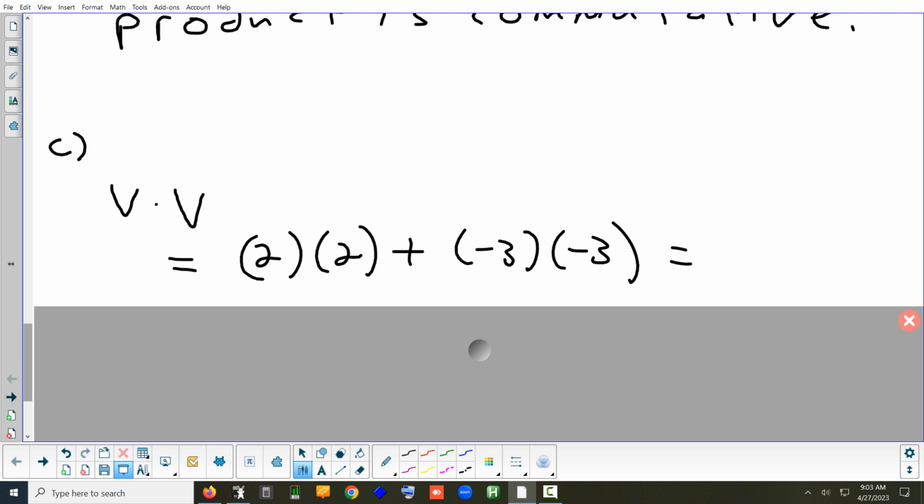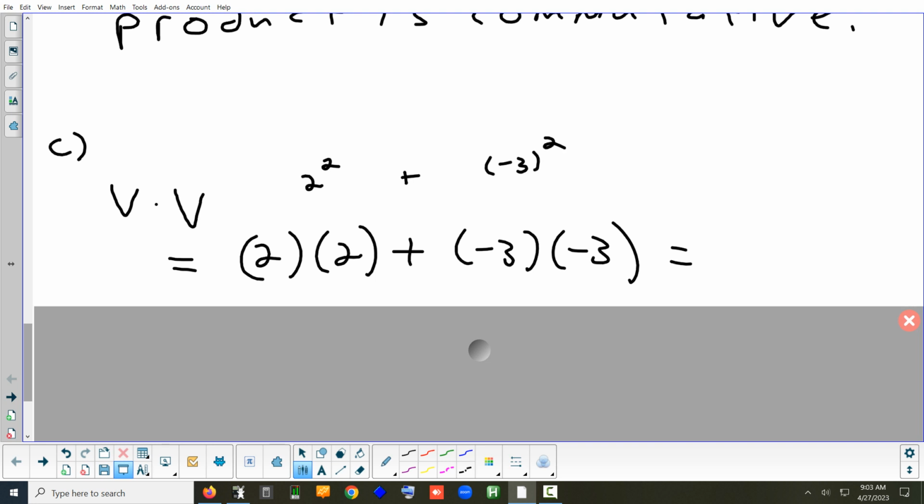So that's going to give me, before we figure that out actually, I want to think about this a little differently. What's another way to write 2 times 2? I don't mean the answer to 2 times 2. I mean a different way to write that. 2 squared. 2 squared plus, how about a different way to write -3 times -3? -3 squared.